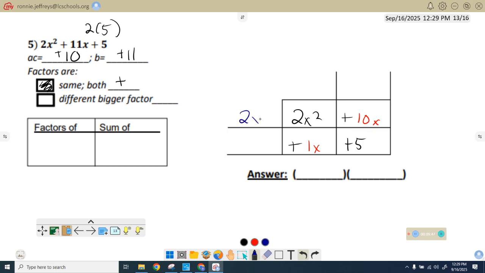GCF right here would be 2x. 1. This right here would be a 1x plus 5. It's the biggest number that will divide both of them.